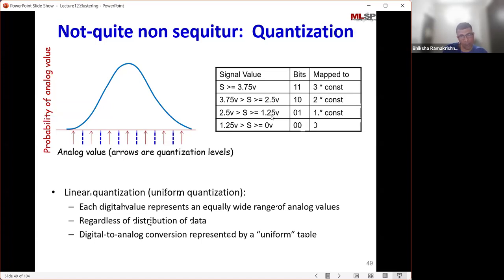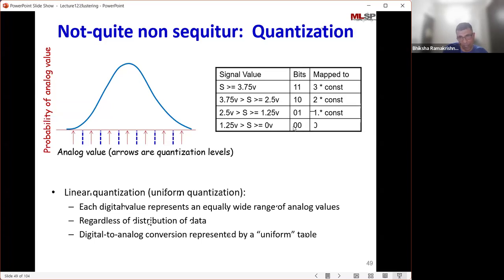If it's between 2.5 and 1.25, so you can actually have 3, 2, 1, 0, right? And so for each bin, you would have an associated index, and all you would store was the index of the bin that the data fell into.